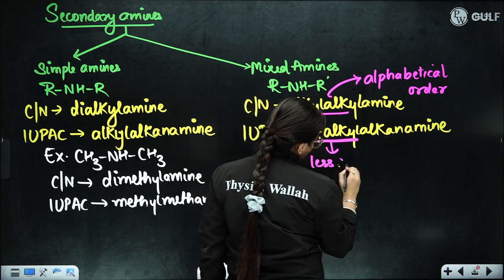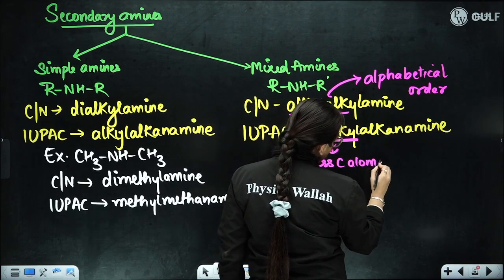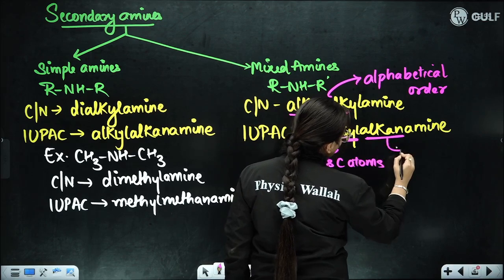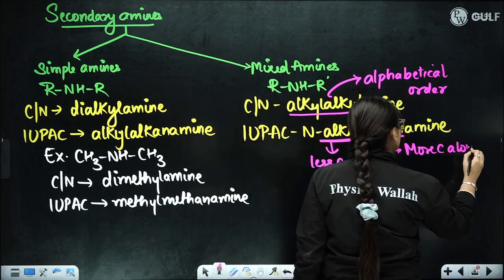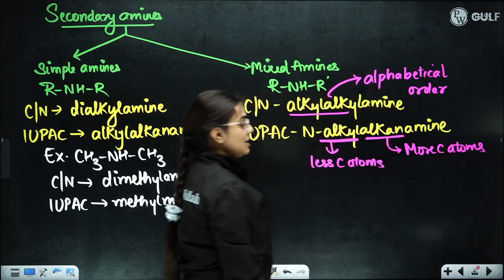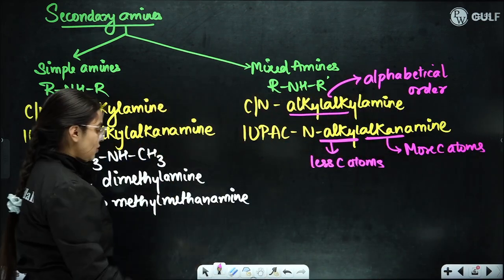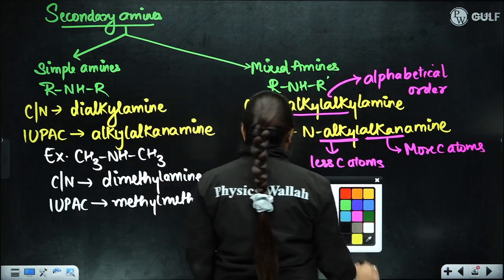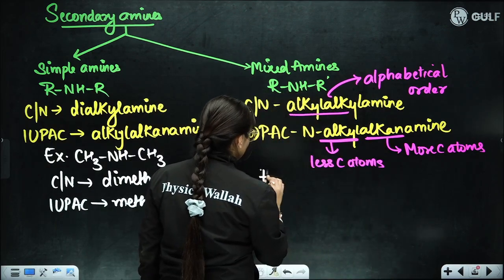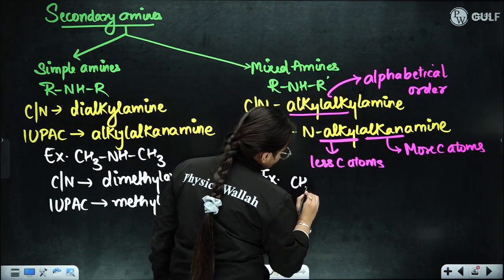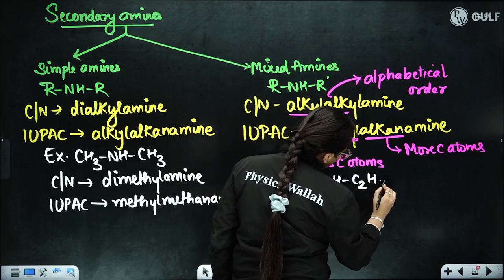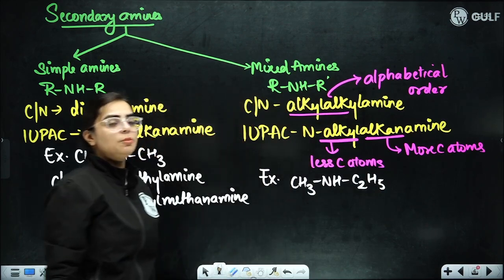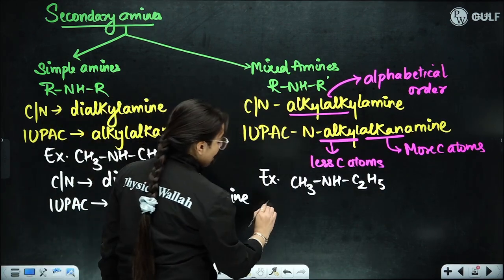Now coming to the IUPAC part, here the alkyl will hold the group which has fewer carbon atoms, and alkanamine will be holding the one which has more carbon atoms. You are going to write that alkyl group over here. Now let's take an example in order to understand this in depth. If I am taking CH3NHC2H5, how am I going to name its common name and the IUPAC part? Let's see.